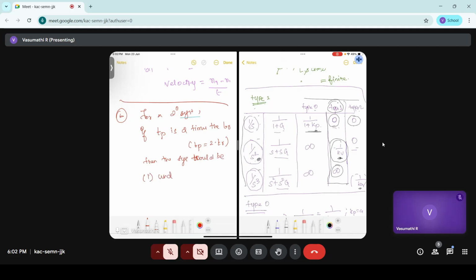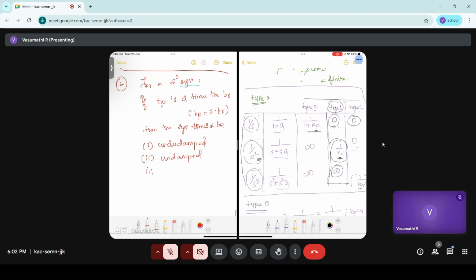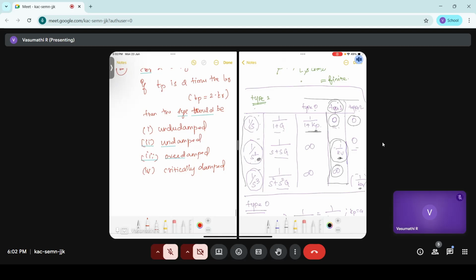First option is underdamped, undamped, over, or critical. Just relate the formulas between peak time and rise time, and conclude the answer. If the peak time is twice its rise time, what would be the nature of the system?